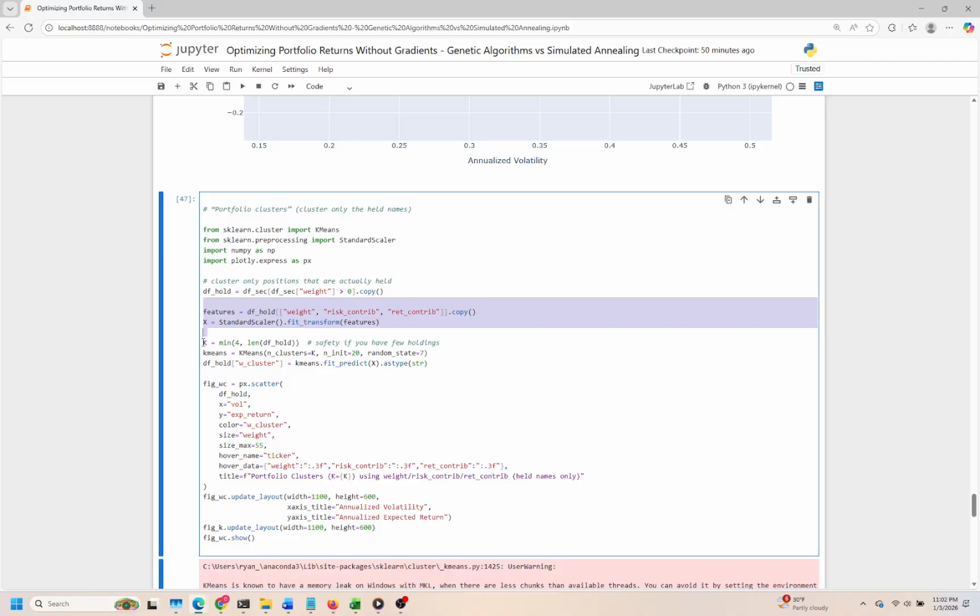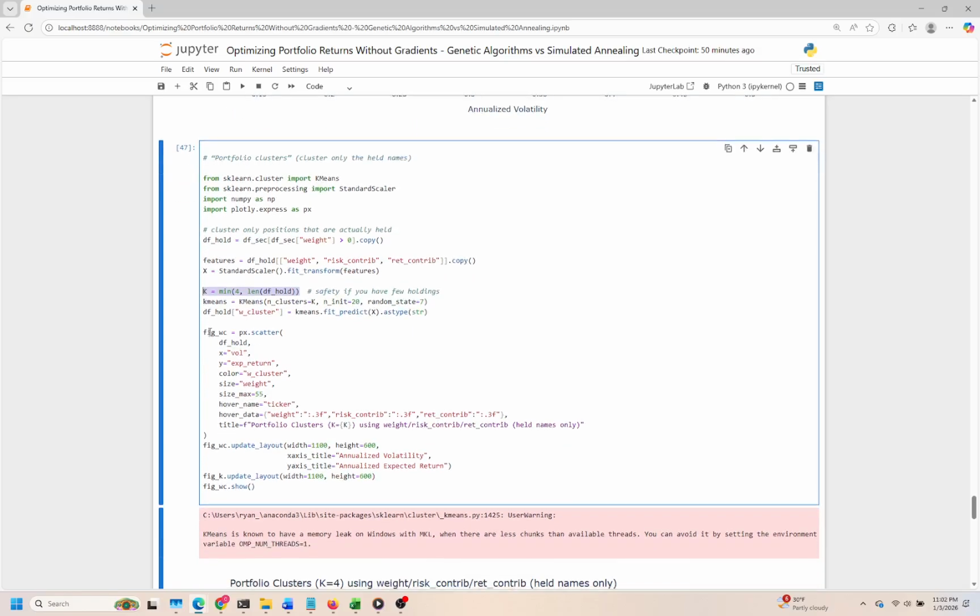Next, we determine the number of clusters. We set a maximum of 4, but we also ensure it's adaptable if the number of held positions is smaller, as we wouldn't want to attempt clustering more groups than we have data points for. Using k-means, we then fit our defined clusters, effectively categorizing our held positions based on their attributes, and we assign each position to a specific cluster that reflects its characteristics.